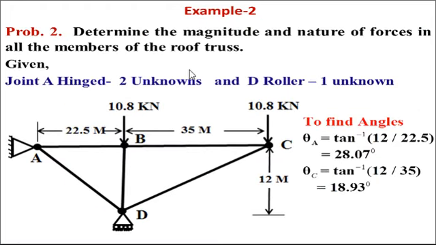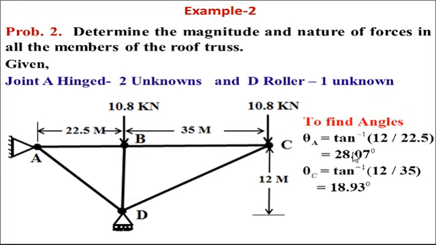Now see the next problem. Determine the magnitude and nature of forces in all the members of the roof truss. Now I have taken this problem from Beer and Johnson. So here you can see joints A, B, C, D. D is a roller, so there will be one unknown here. A is a hinge, so there will be two unknowns here. And distances are 22.5, 35 and the height is 12. Height means BD.